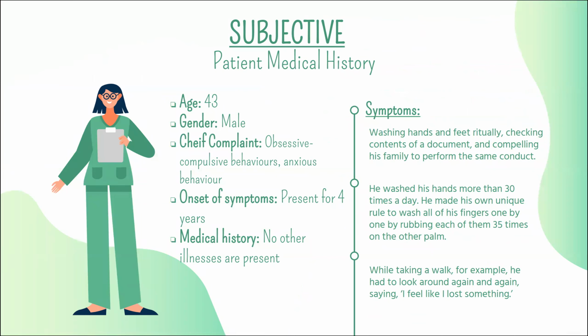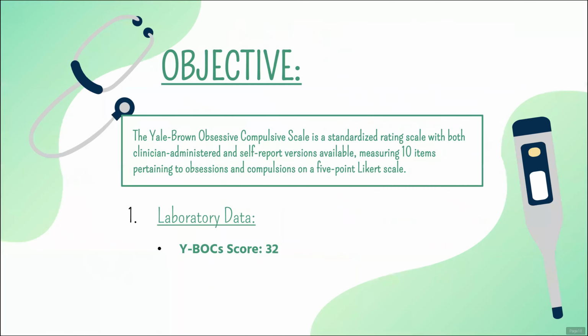Given the patient's medical history, the age of this patient is 43 and his gender is male. His chief complaint is obsessive compulsive behaviors and anxious behaviors, as seen by his symptoms of washing hands and feet, of checking his documents, of anxious behaviors on his walk, etc. The symptoms are mentioned here. The patient does not have any other medical history, but his symptoms have been present for 4 years.